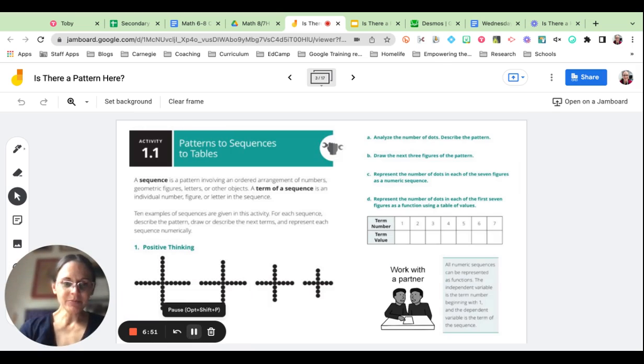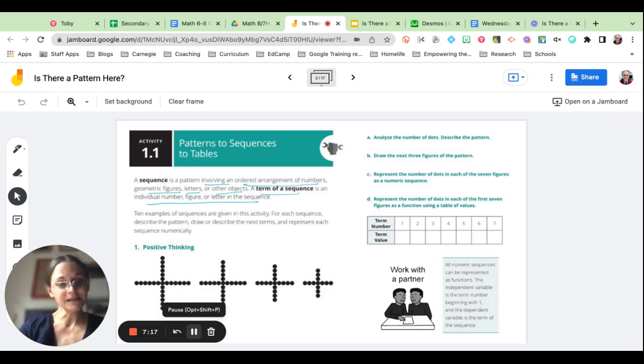At this point, you're probably pretty familiar with the idea of what a sequence is and what a term of a sequence is, because we've been using those words a lot. Let's go ahead and clarify that formally. A sequence is a pattern involving an ordered arrangement of numbers, geometric figures, letters, or other objects. A term of a sequence is just an individual number, figure, or letter in that sequence.